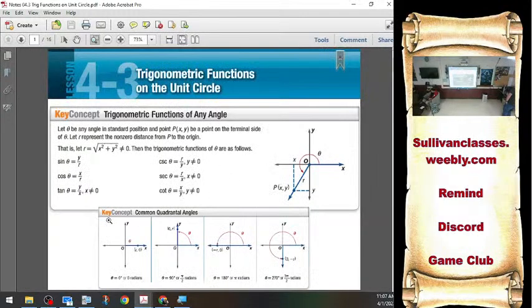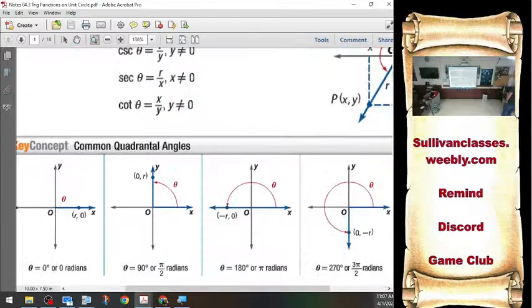Additionally, I talked about it before, we have what are called the quadrantal angles. It's fun to say. Quadrantal angles means it's the angles at the quadrants.